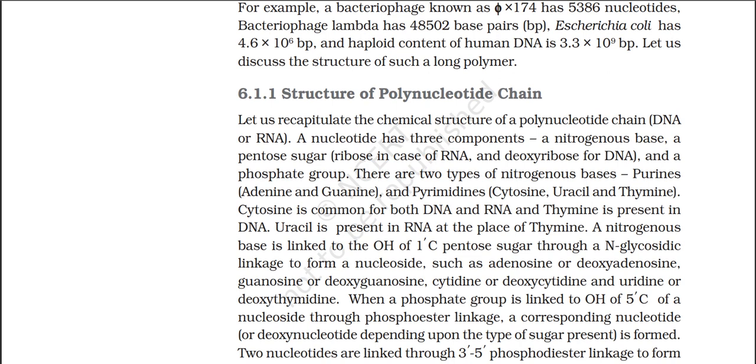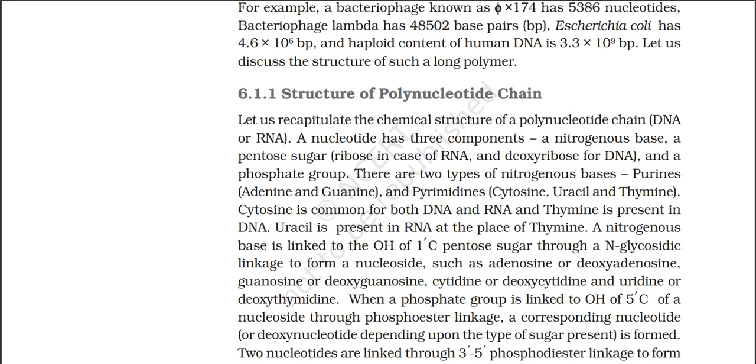6.1.1 Structure of polynucleotide chain. Let us recapitulate the chemical structure of a polynucleotide chain, DNA or RNA. A nucleotide has 3 components: a nitrogenous base, a pentose sugar, ribose in case of RNA and deoxyribose for DNA, and a phosphate group. There are 2 types of nitrogenous bases, purines, adenine and guanine, and pyrimidines, cytosine, uracil and thymine. Cytosine is common for both DNA and RNA, and thymine is present in DNA. Uracil is present in RNA at the place of thymine.